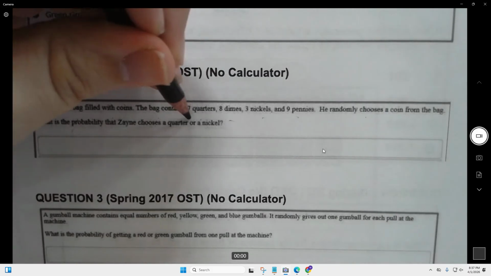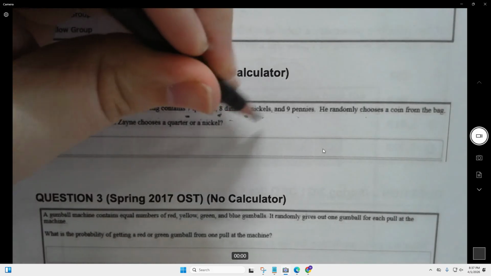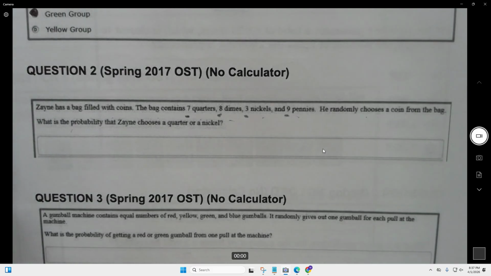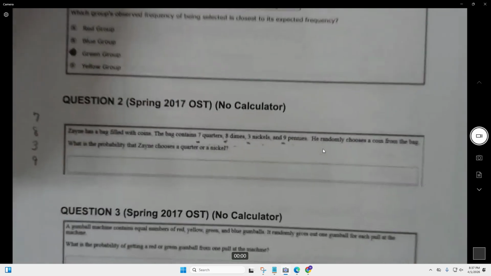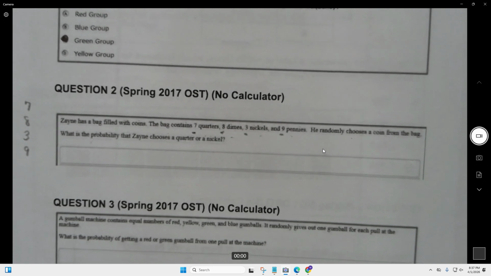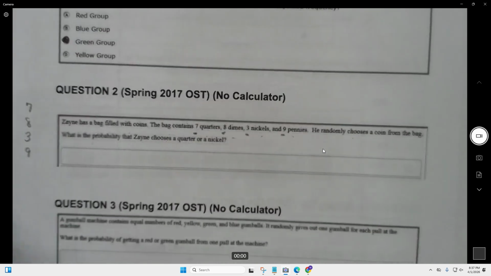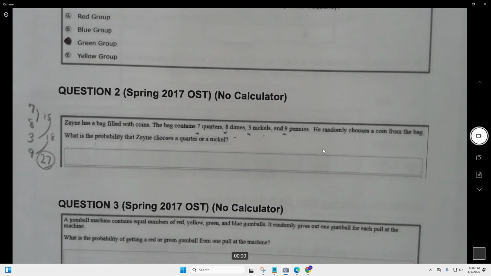Okay, so first we have to add up how many possible options we have. We have 7, 8, 3, and 9. That's how many coins are in the bag. 7 plus 8 is 15. 15 plus 3 is 18. 18 plus 9 is 27. There are 27 total coins in the bag.